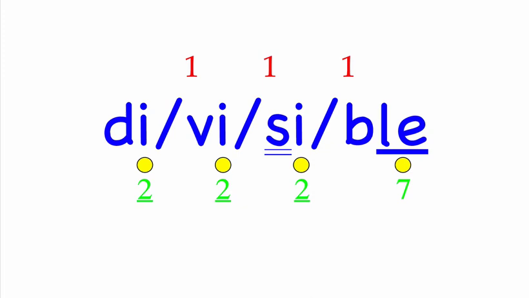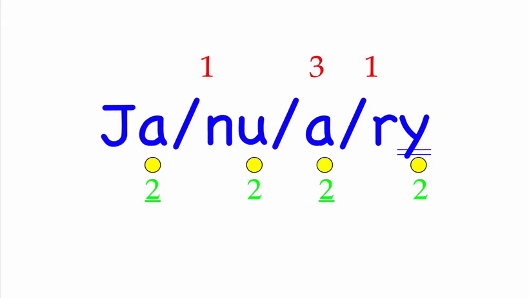January. January is the coldest month of the year in the northern hemisphere. First syllable ja, two sounds, j, a. Nu, two sounds, n, u. A, one sound. Re, two sounds, r, e. Mark the word. January.